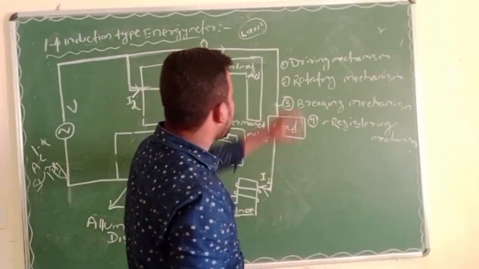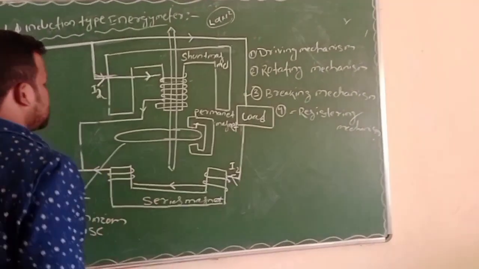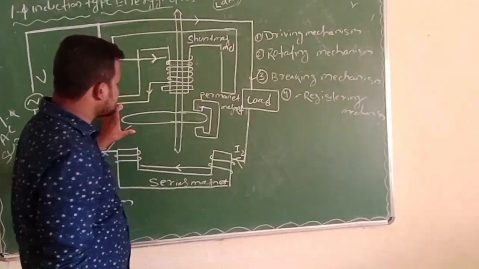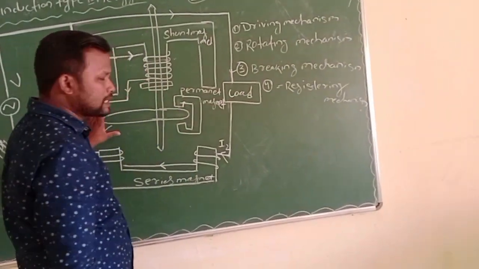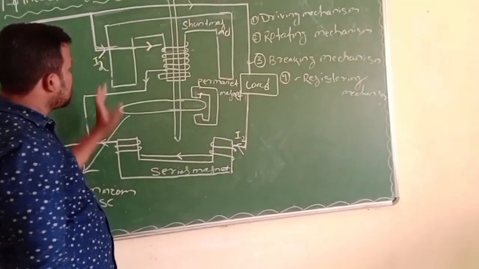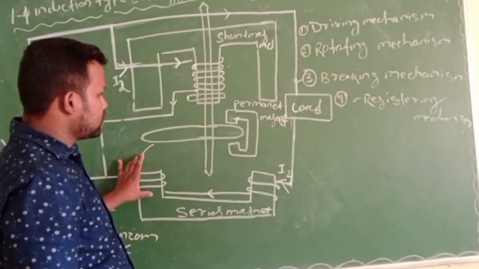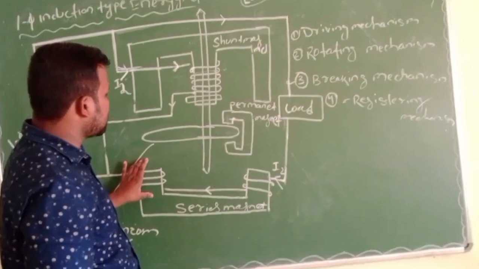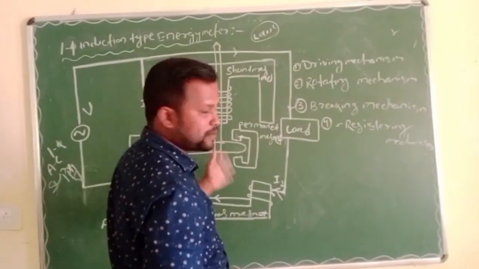After that, there is a rotating mechanism. The rotating mechanism consists of an aluminum disc, which is kept in between the shunt magnet and the series magnet, where the aluminum disc is connected to the spindle.